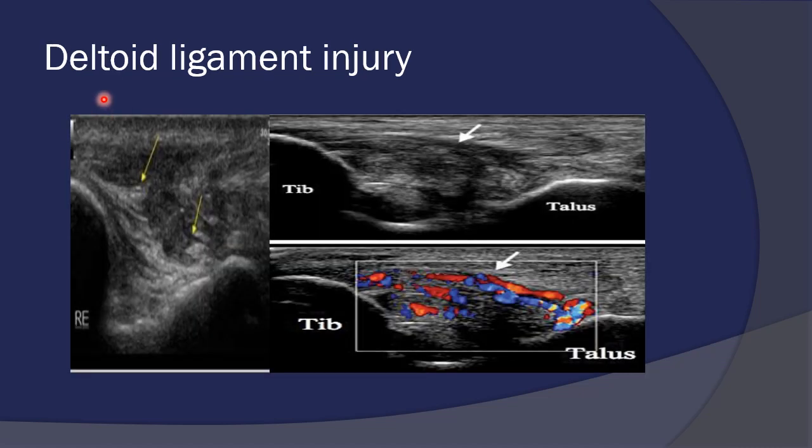Regarding the deltoid ligament injury, it's not that common. However, these are some examples of its injury. Here we see loss of the normal fibers of the deltoid ligament with a hematoma replacing the torn fibers. This is another example where we see the tendon thickened with disruption of its distal fibers and increased vascularity.